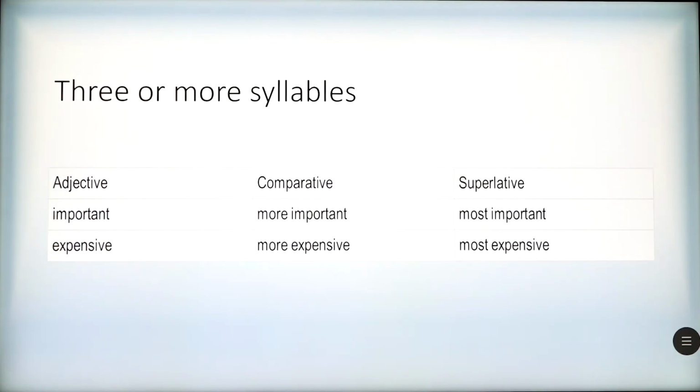Three or more syllables. Adjectives with three or more syllables form the comparative by putting more in front of the adjective, and the superlative by putting most in front. We have some examples here: important, more important, the most important; expensive, more expensive, the most expensive.